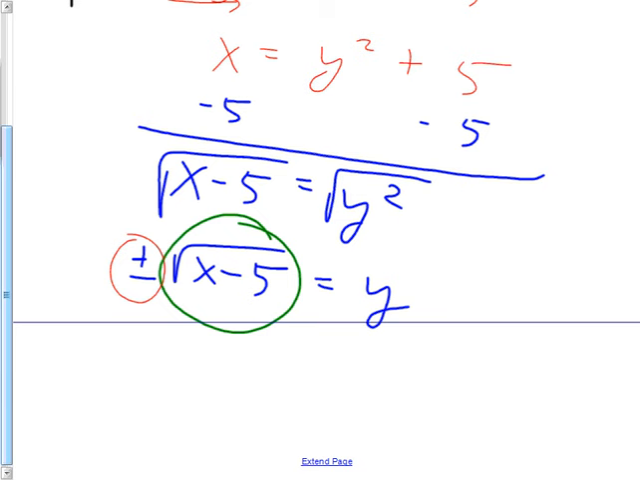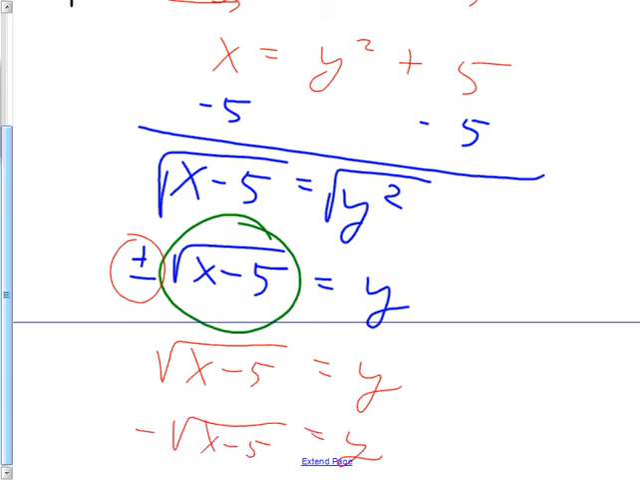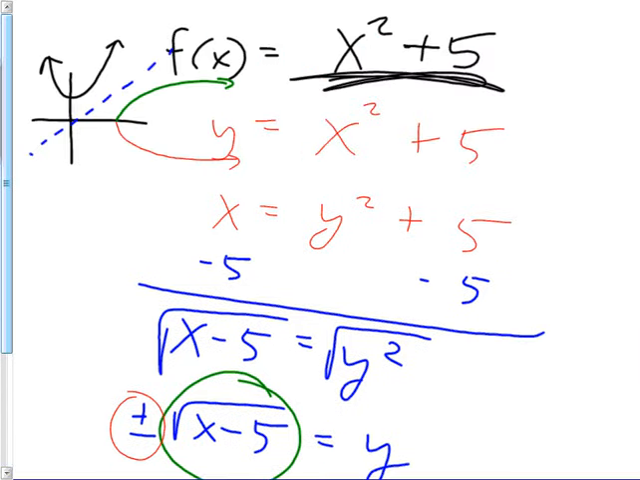Because the plus of it is the square root of x minus 5. That's the one that was shifted 5 to the right. This one is negative square root of x minus 5. That's the same exact parabola, except it's flipped up, down. That's why there's two parts to this. Here's the parabola that's been shifted right 5, and here's the parabola that's been shifted right 5 and flipped.